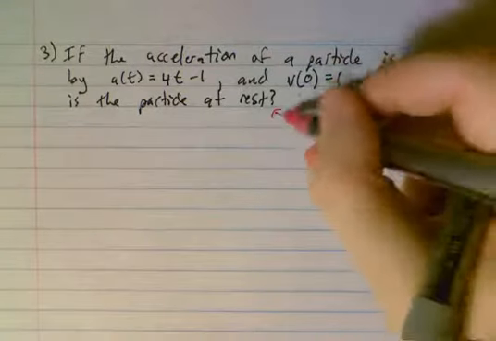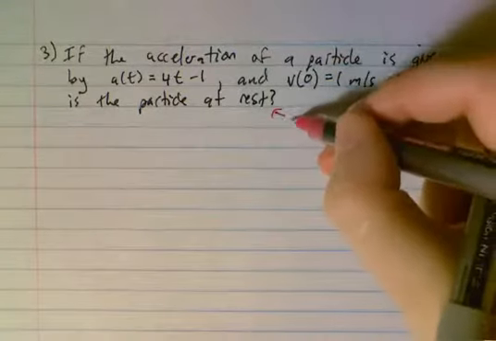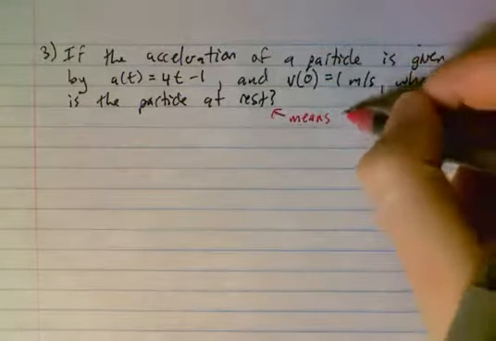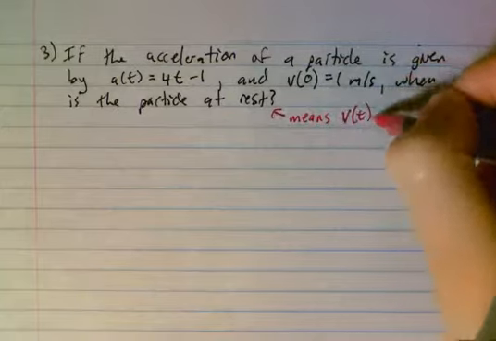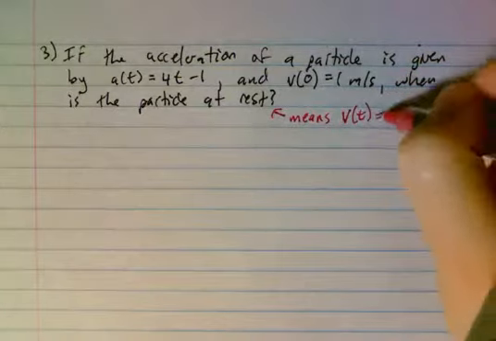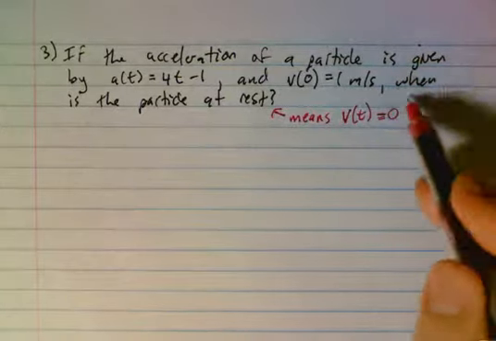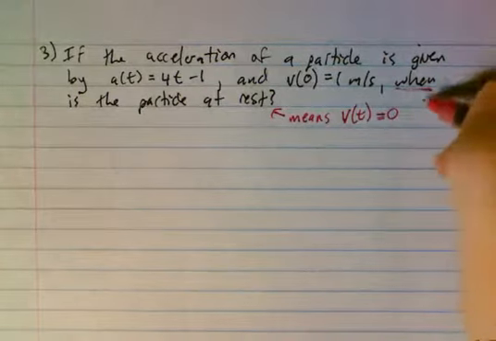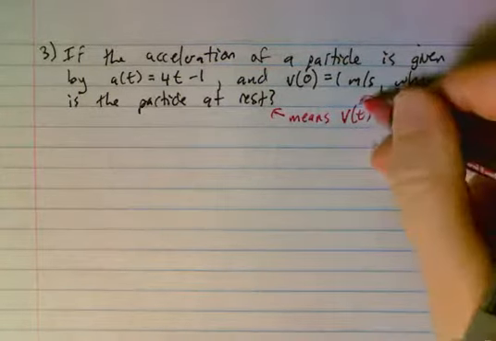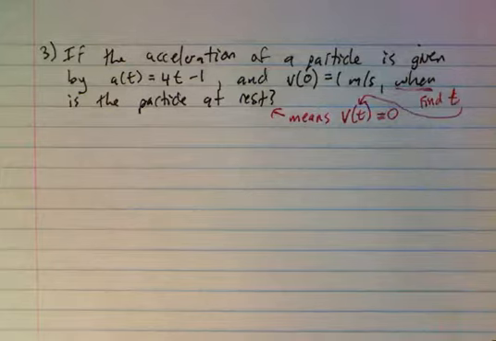Remember, particle at rest means v of t, whatever t is, equals 0. We're looking for when, so that means we're solving for t. Specifically that t right there. When does v of t equal 0?